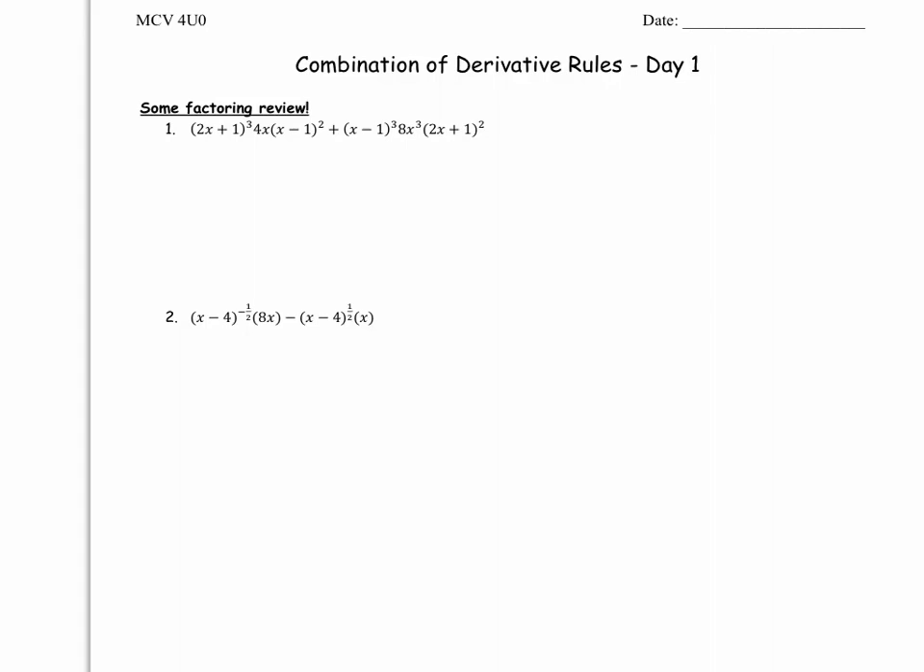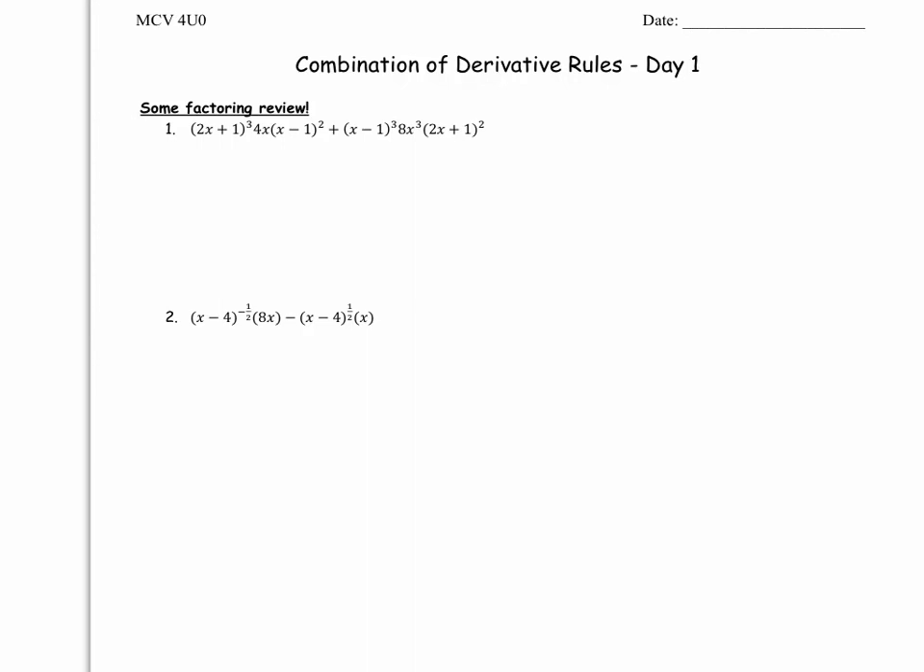Okay, so today we're going to look at a combination of all of the derivative rules that we've used so far. Derivatives are going to get a little more complicated because you're going to have to use more than one rule at any given time. Just before we do that, we need to do a little bit of factoring review, because when we get a derivative that looks something like this, we're going to need to learn how to factor it.